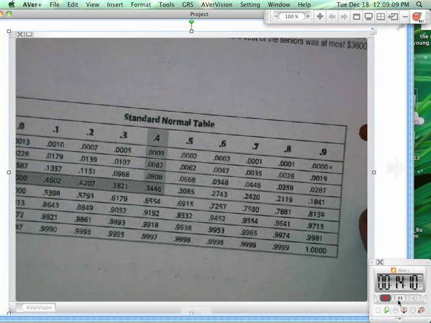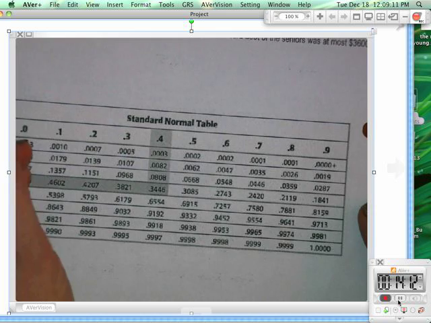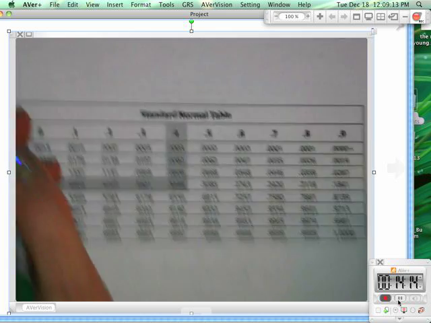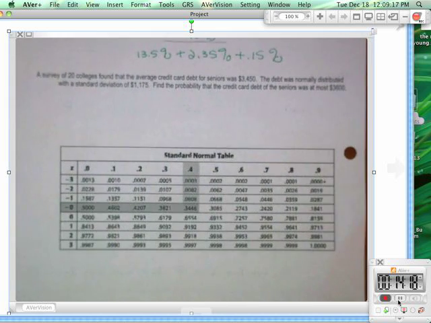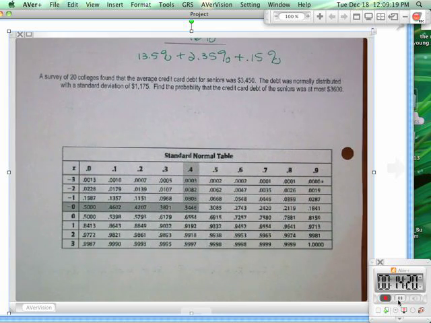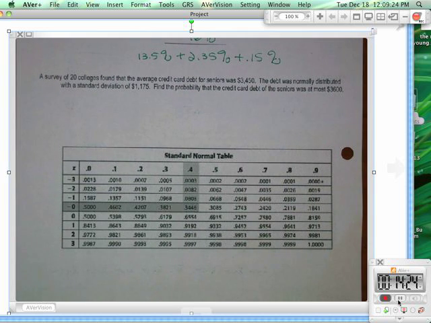All right, here. So I talked earlier about using a z-score. Let me zoom back out again. All right, a survey of 20 colleges found that the average credit card debt for seniors was $3,450. That's pretty depressing. The debt was normally distributed with a standard deviation of $1,175. Find the probability that the credit card debt of the seniors was at most $3,600.